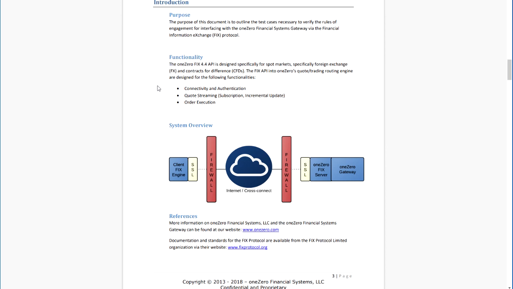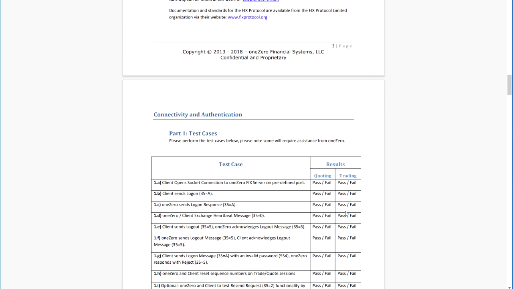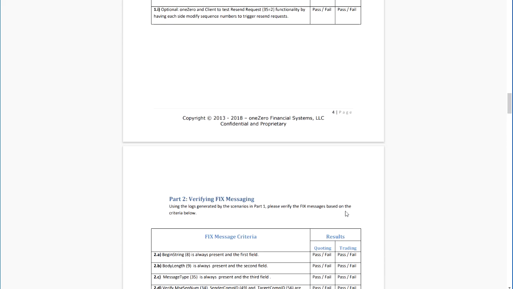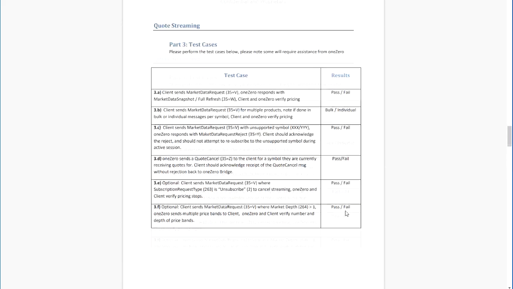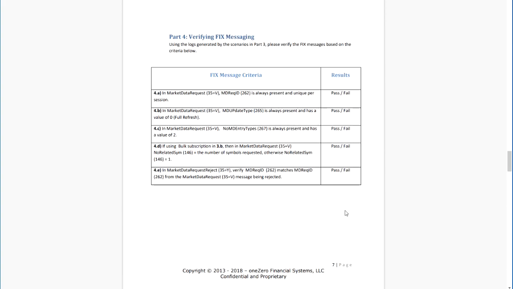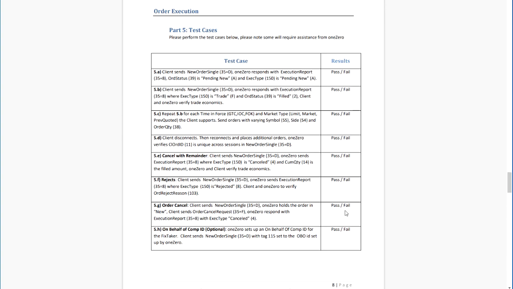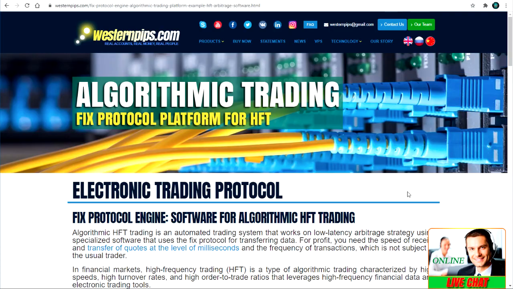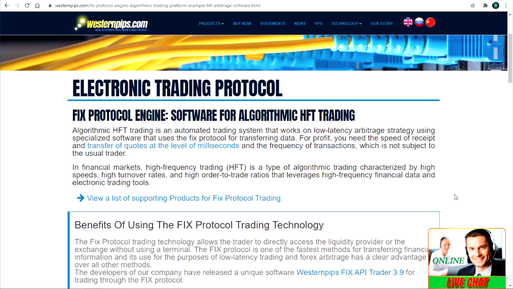The purpose of the Conformance Test is to outline the test cases necessary to verify the rules of engagement for interfacing with the provider gateway via the Financial Information Exchange, or FIX, protocol. This is a series of requests using the FIX protocol and receiving a server response on many points of the survey. The FIX API is designed specifically for spot markets, specifically foreign exchange, FX, and contracts for difference, CFDs.